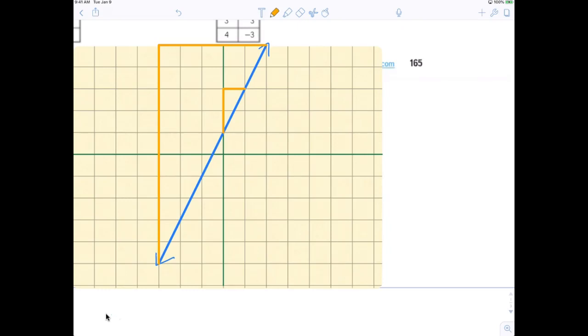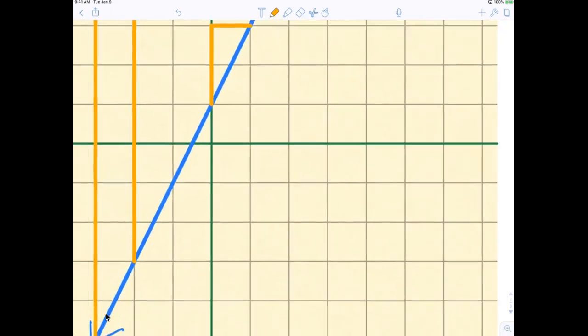So if I pick this point right here and I go from here to here, what's the slope? 2 over 1. All right. If I pick this point right here and I go up here and I go over here, what's that ratio going to be? 2 over 1. All right. It doesn't matter what points you select.